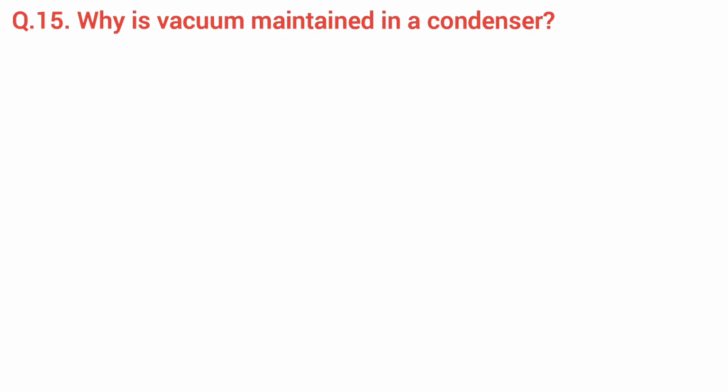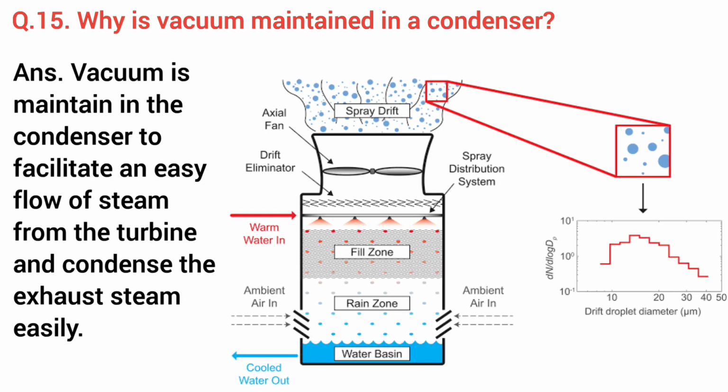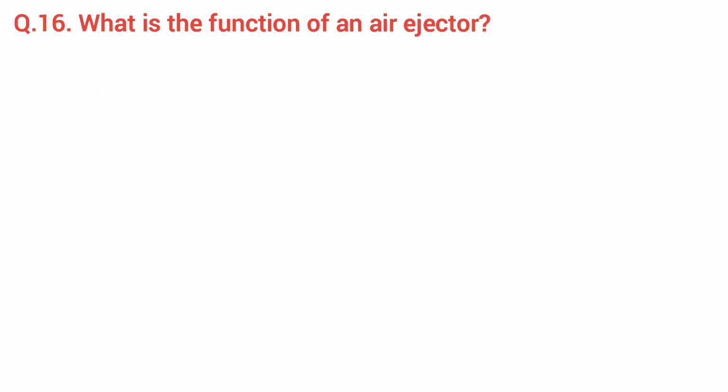Why is vacuum maintained in a condenser? Vacuum is maintained in the condenser to facilitate an easy flow of steam from the turbine and condense the exhaust steam easily. What is the function of an air ejector?